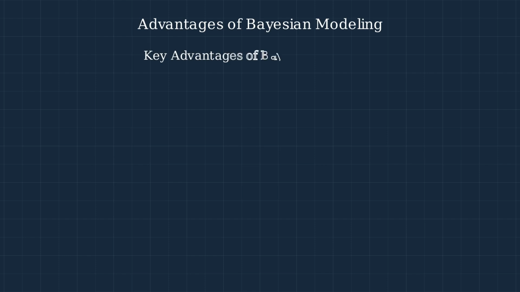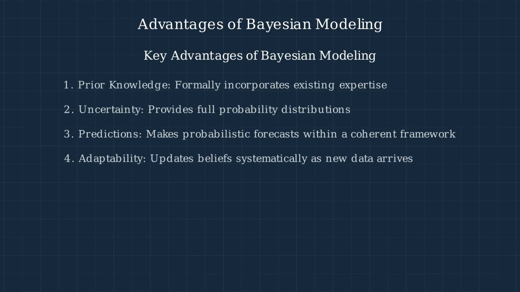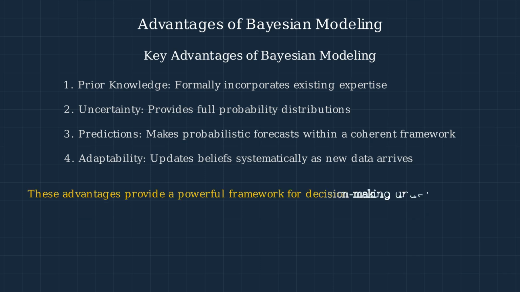To summarize, Bayesian modeling offers 4 key advantages: formal incorporation of prior knowledge, full uncertainty quantification, probabilistic predictions, and adaptive decision-making. Together, these advantages provide a powerful framework for decision-making under uncertainty across numerous fields.